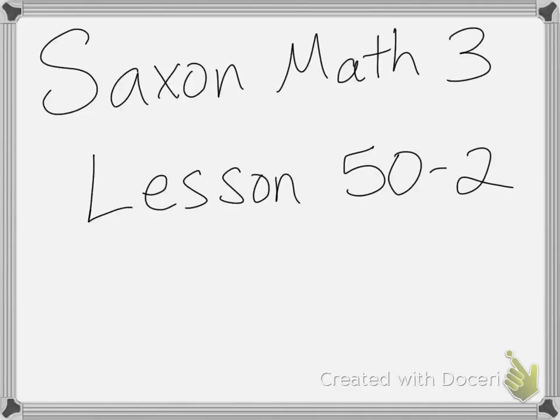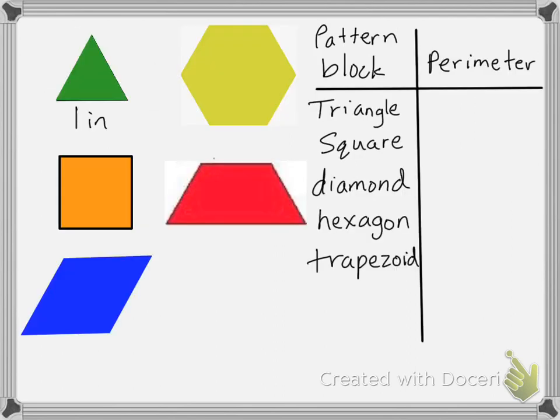Today's lesson is Lesson 50, Part 2, Making a Shape for a Given Perimeter. When we find the perimeter of a shape, we are measuring the distance around the outside. And we can measure that perimeter in inches or centimeters. So something we can do is use pattern blocks to find the perimeter of larger shapes.